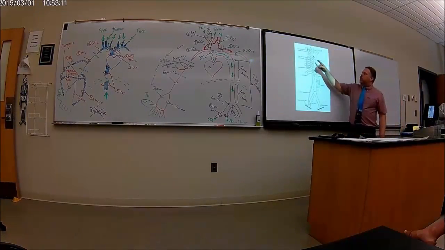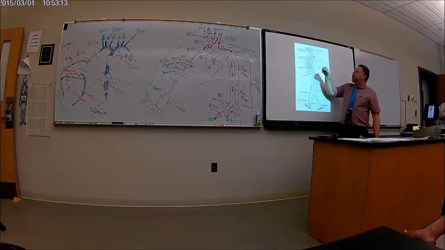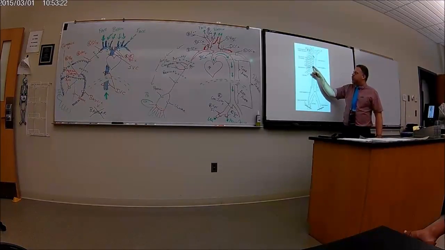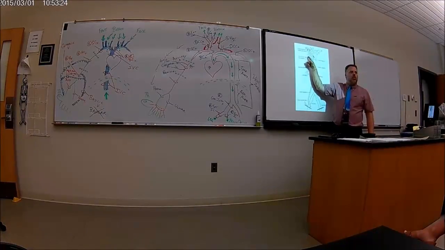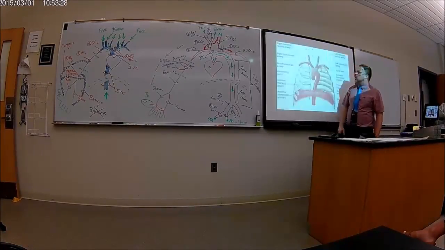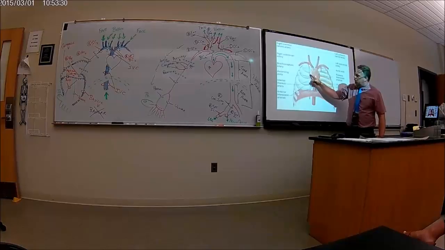Here's the subclavian up here, right? This is your aortic arch. So there's the brachiocephalic. There's the subclavian. It goes down like this, and there's branches that go out to the ribs. This is your internal thoracic. If you see it here, it's this here.